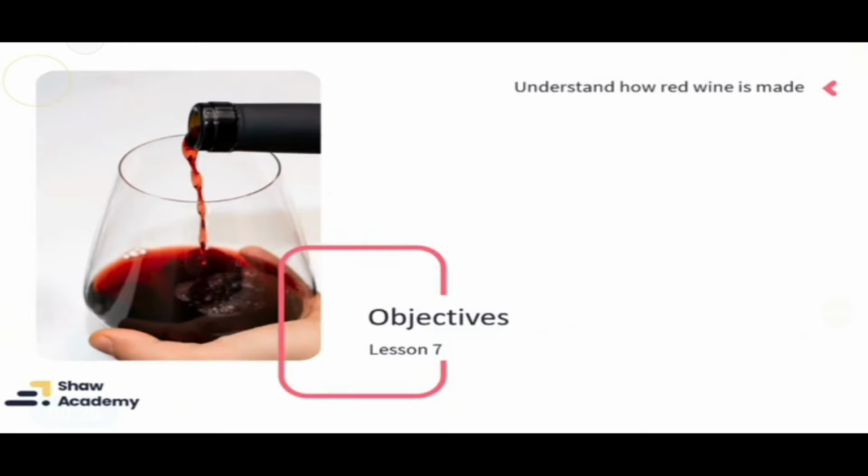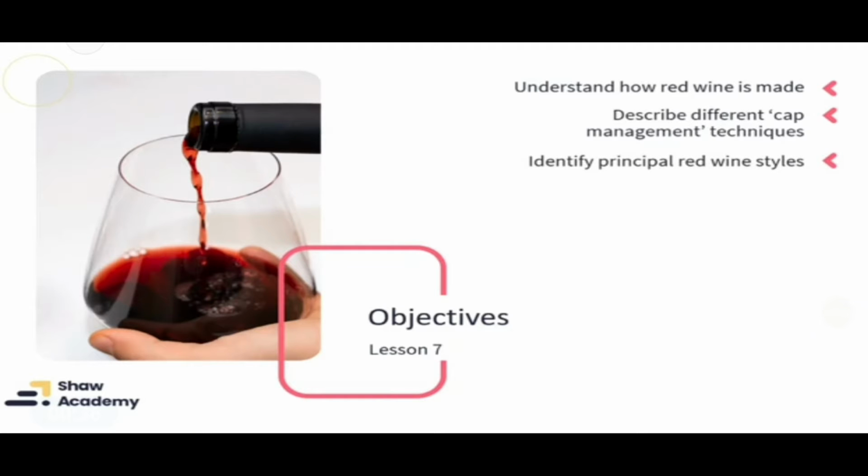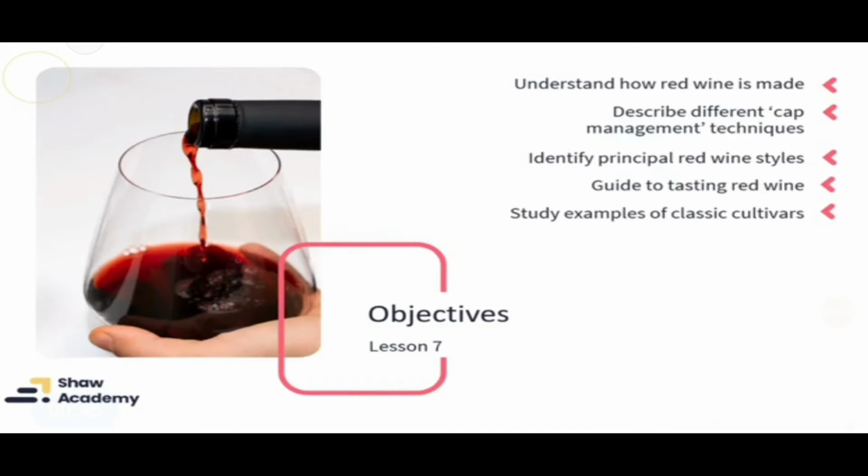The objectives for today's lesson include understanding how red wine is made. We are going to talk about and describe different cap management techniques. We are going to identify principal red wine styles, and then we'll finish off with the guide to tasting red wine and a study of examples of some classic cultivars.